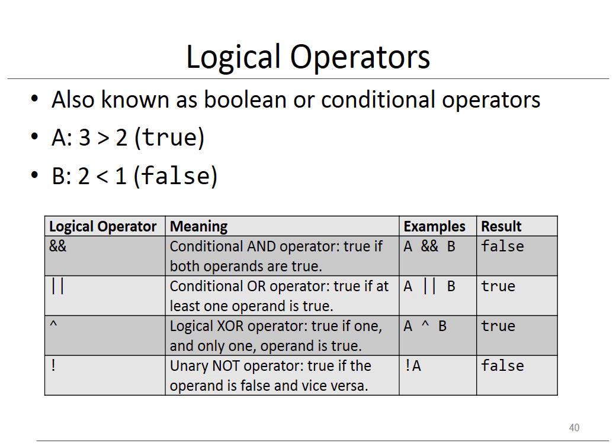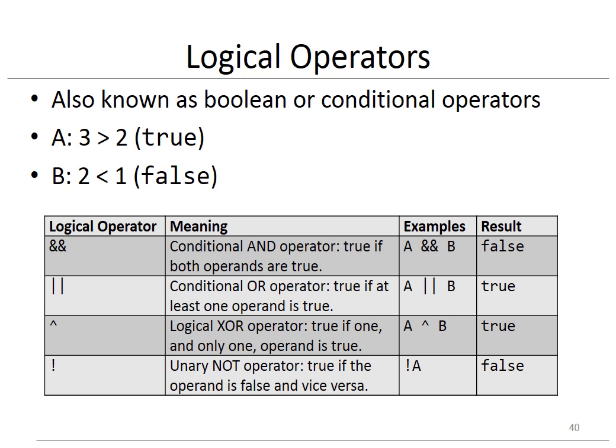A logical operator is also known as a Boolean or conditional operator. It uses Boolean operands and returns a Boolean result. Consider the following two example Boolean expressions: A, which states 3 is bigger than 2, which is obviously true, and B, which states that 2 is smaller than 1, which is obviously false. The conditional AND operator evaluates to true if both operands are true. In our example, A and B evaluates to false.